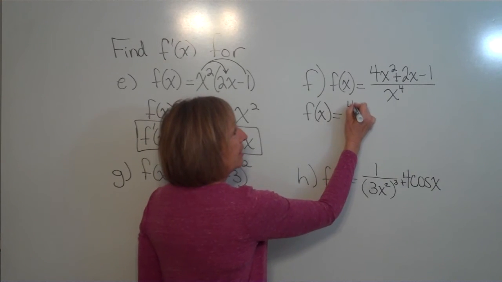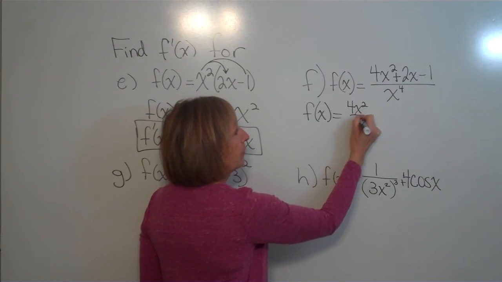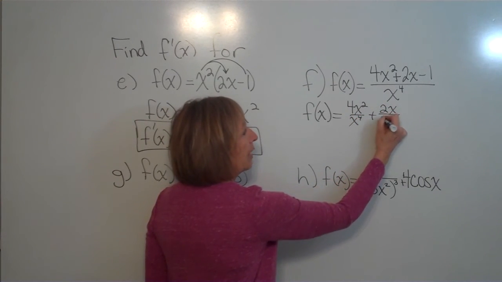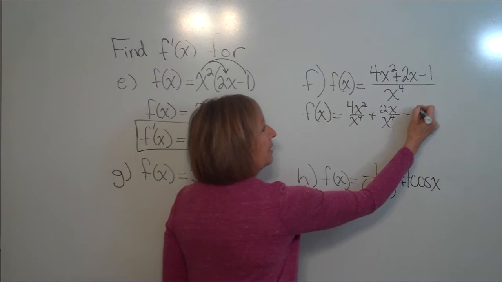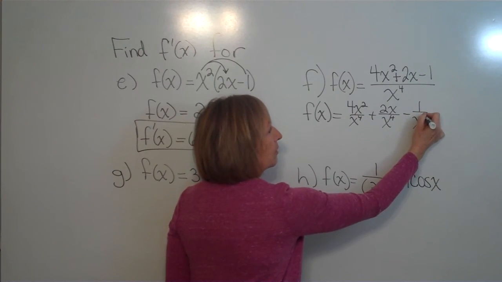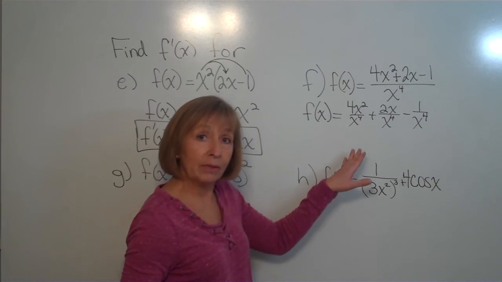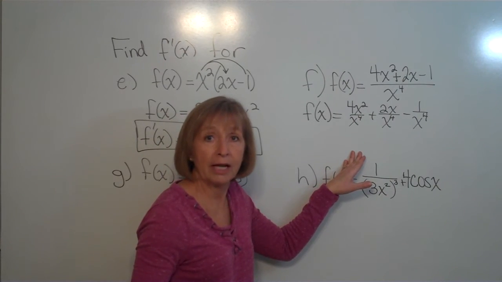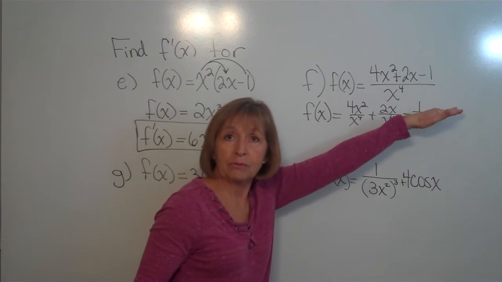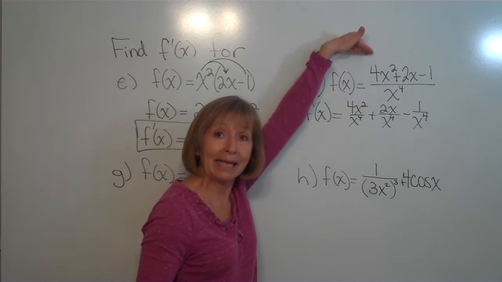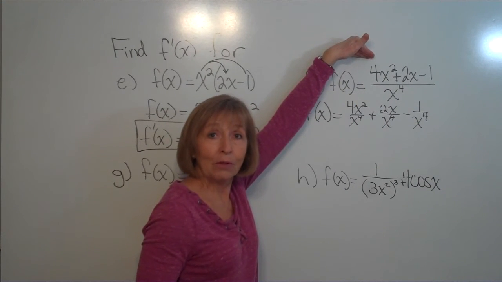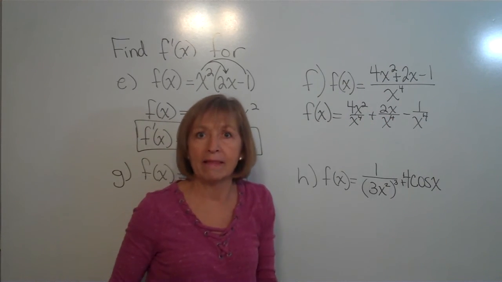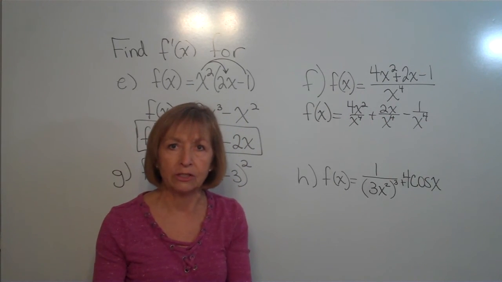So I can write this as 4x squared over x to the 4th plus 2x over x to the 4th minus 1 over x to the 4th. Because remember, with fractions, when you have common denominators and you're adding or subtracting, you do the addition or subtraction over the numerator and keep the common denominator. Well, if I have it where it already has the common denominator, I can break it back up when that process suits what I need to do.